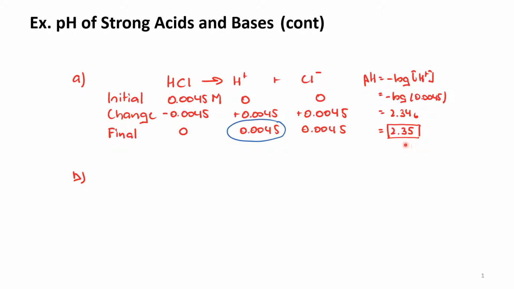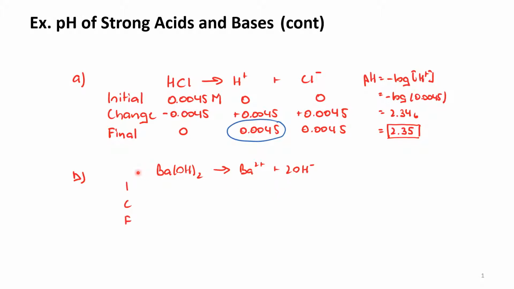Keep in mind that for pH, because it's a logarithm, the significant figures are determined by the number of figures after the decimal point. For part B, we are looking at barium hydroxide. And in this case, barium hydroxide is a strong base, and so this will also dissociate to completion, giving us Ba2 plus and 2 OH minus. You'll notice that here we have a stoichiometric coefficient of 2 in front of the hydroxide, and that's because the chemical formula of barium hydroxide is Ba(OH)2. So we see that in each mole of barium hydroxide, there are 2 moles of hydroxide, and that shows up in the stoichiometric coefficient shown there.